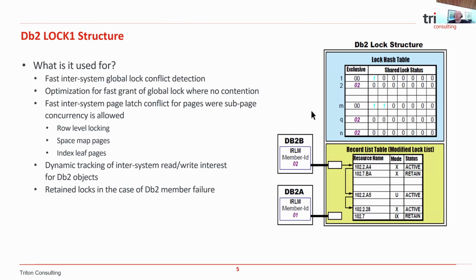Now, what's the significance of this record list table? And the significance of this is that when a member goes down, the other members in the data sharing group know that member's gone down, and then what they're going to do is race through that record list table, converting all these modified locks to retain locks. So this is used as a way of protecting uncommitted updates when a particular Db2 member crashes out.